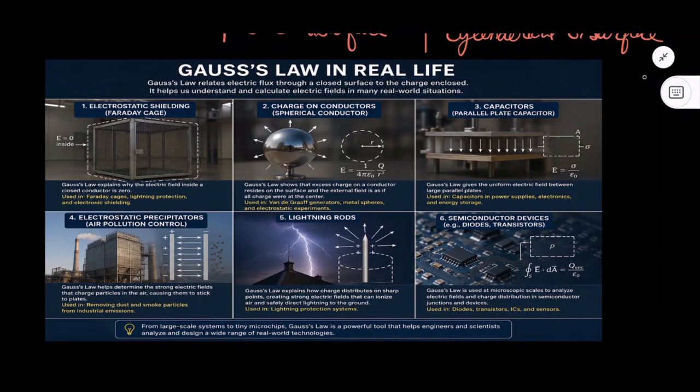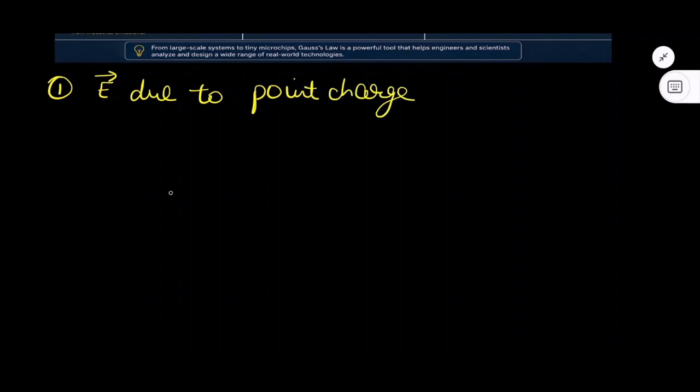Okay, now let's understand it through the derivation. For the derivation part, let's start simply with the electric field due to a point charge. As I have told you, for the point charge we will be drawing a hypothetical surface, that is, a spherical Gaussian surface. So I'll draw it over here, my spherical Gaussian surface.